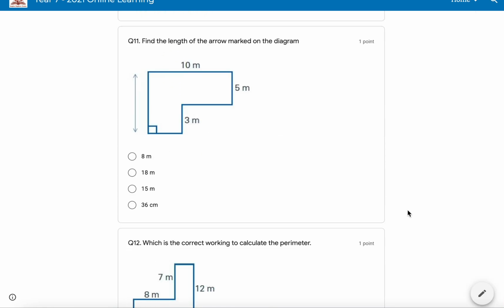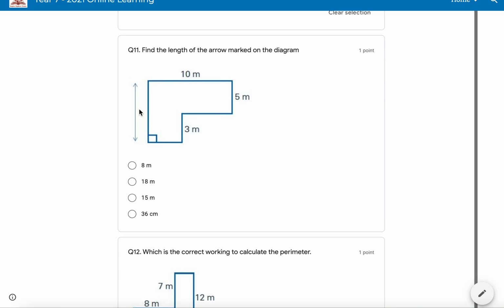Question 11 asks us to find the length of the arrow marked on the diagram. And the reason we're doing that is because when we're finding the perimeter, we need to know all of the sides, okay? We need to know all the side lengths. And in this diagram, they haven't actually explicitly told us this side length. They haven't put a little label here telling us the length of this side. But we can work it out using the other sides that they have labeled.